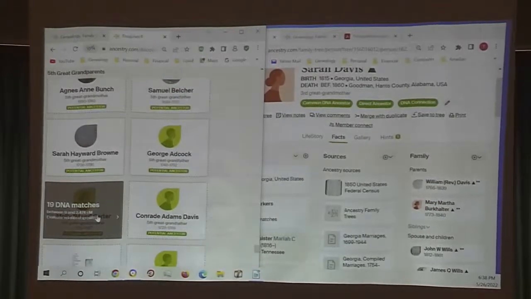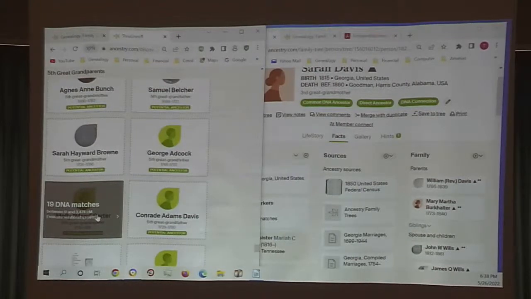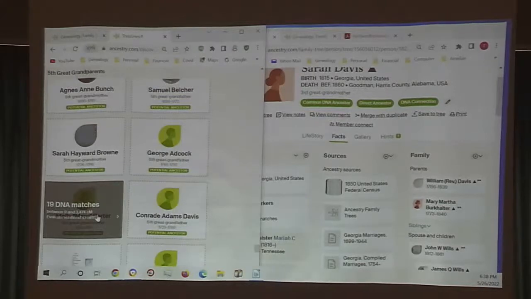If you don't have that name in your tree yet, will you get those DNA match hints? You'll see a DNA match, but then you've got to figure out how they are related to you. Yes, we all have a lot of those. I have 1,000 or two DNA matches.